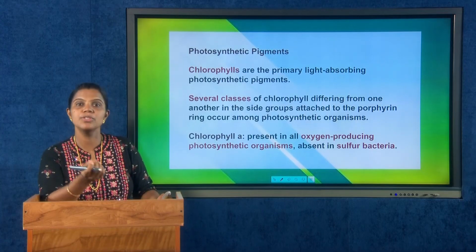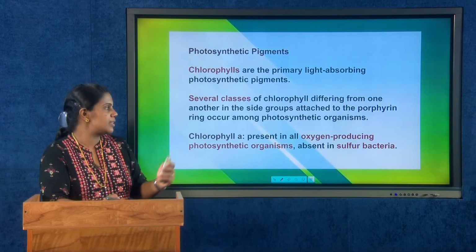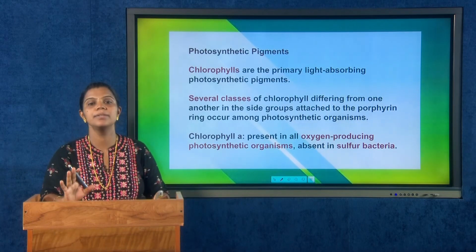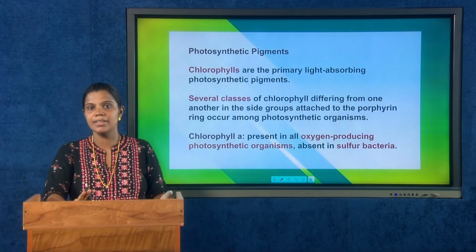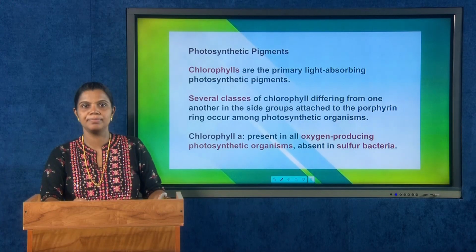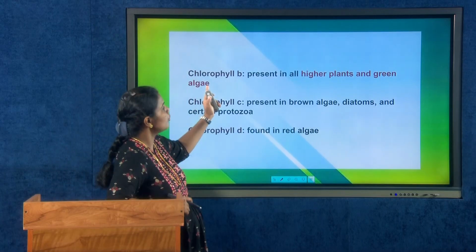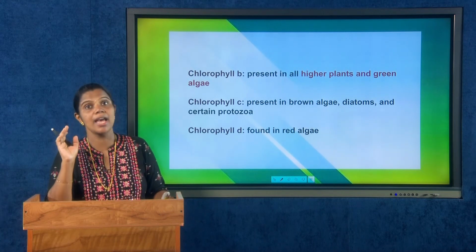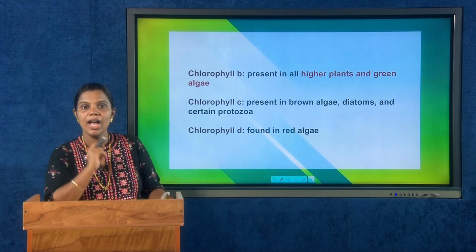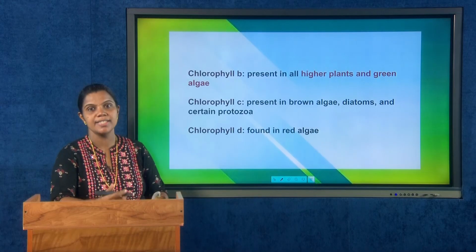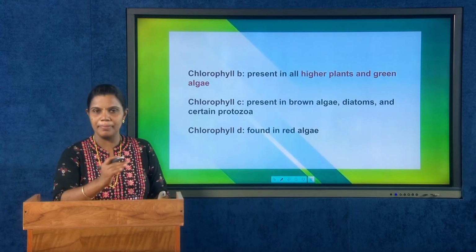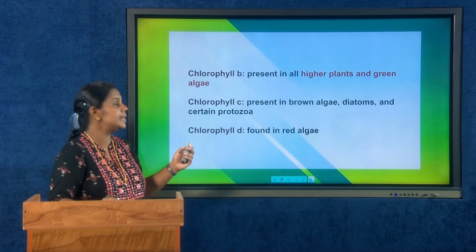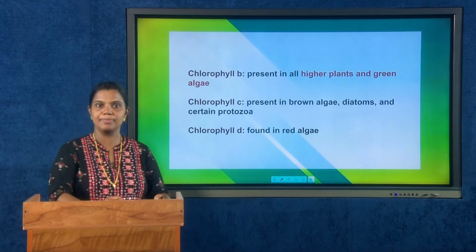Okay, we have different types of chlorophyll. First, we will see about chlorophyll A. It is present in all oxygen producing photosynthetic organisms and it is absent in sulfur bacteria. Next we have the chlorophyll B. This is the chlorophyll that is present in the higher plants and green algae. We also have chlorophyll C, which is present in brown algae, diatoms and certain protozoa. And chlorophyll D is found in red algae.